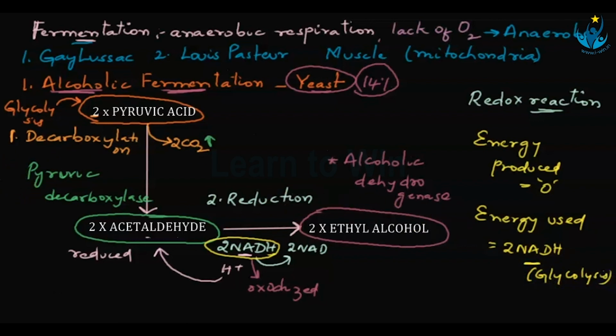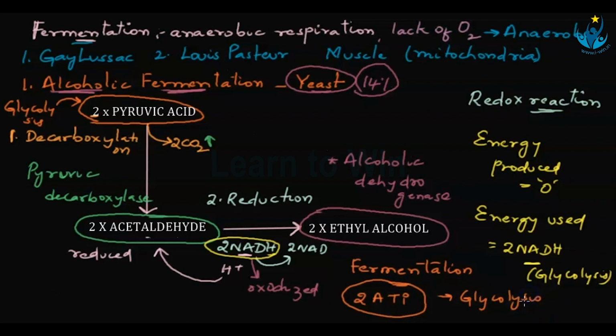So, after glycolysis and this alcoholic fermentation happen combined, what is happening here? After the entire fermentation process is done, you are having only 2 ATP of energy that is left, which you have generated by the end of glycolysis. Okay.